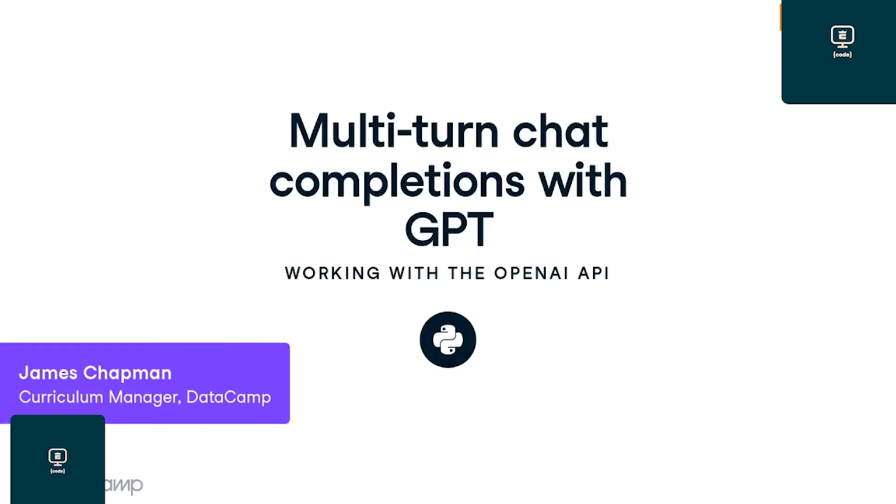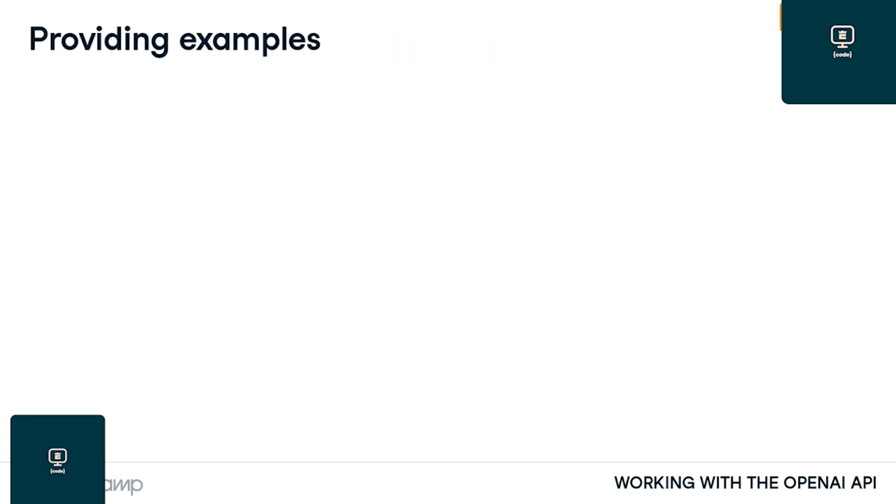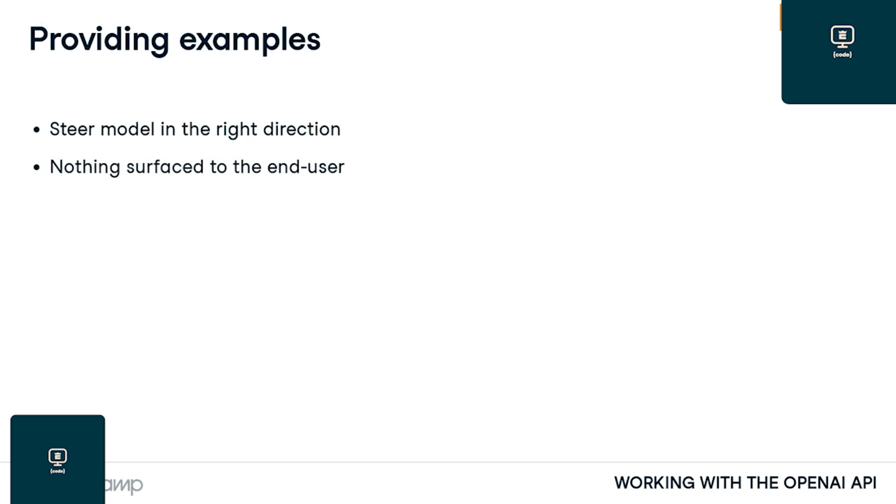In this video, we'll begin to unleash the full potential of chat models by creating multi-turn conversations. Recall that messages are sent to the chat completions endpoint as a list of dictionaries, where each dictionary provides content to a specific role from either system, user, or assistant. For single-turn tasks, no content is sent to the assistant role. The model relies only on its existing knowledge, the behaviors sent to the system role, and the instruction from the user. Providing assistant messages can be a simple way for developers to steer the model in the right direction without having to surface anything to end users.